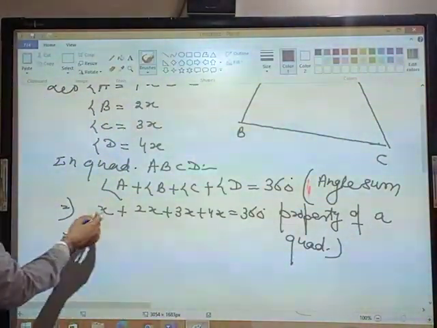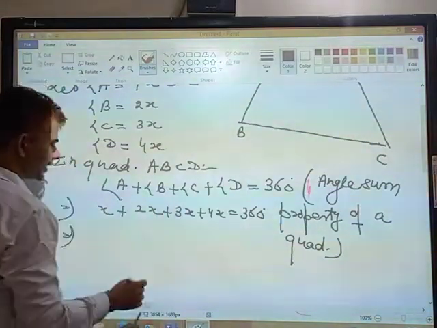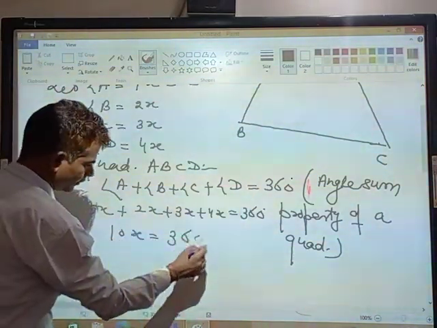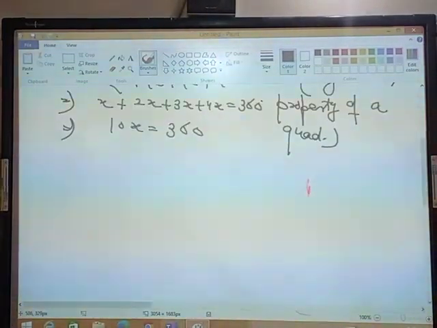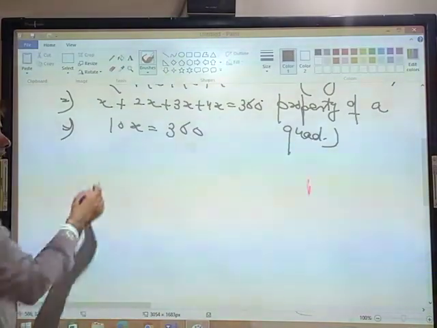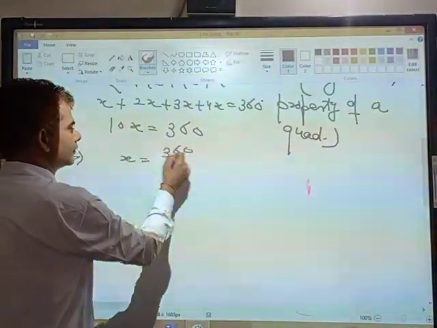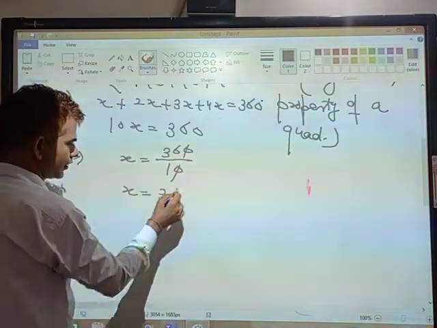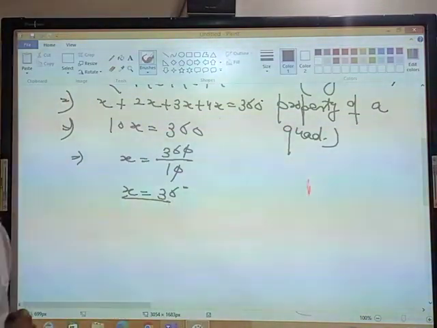Now x plus 2x, 3x, 3x plus 3x, 6x, 6x plus 4x, 10x. That is your 360. What will be your x? X is equal to 360 divided by 10. That is 36 degrees. Very good. X is equal to 36 degrees.